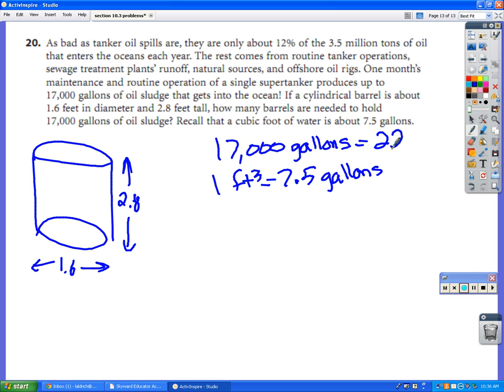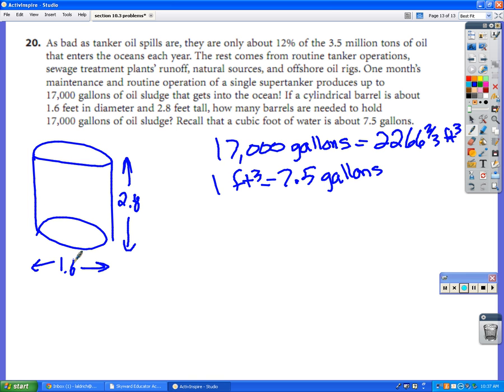2,266.6 repeating. Okay, and 2/3 cubic feet. What do you round up? I'm going to wait till the very end to round. Okay, so that's how many cubic feet of oil I need to store in these storage containers.